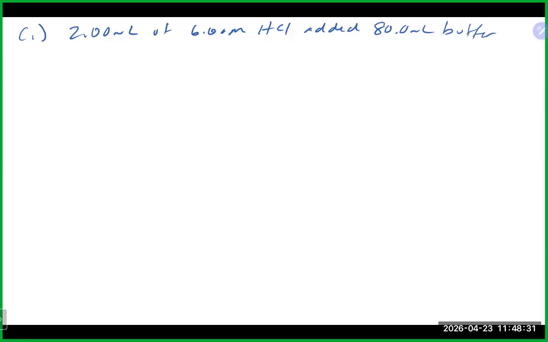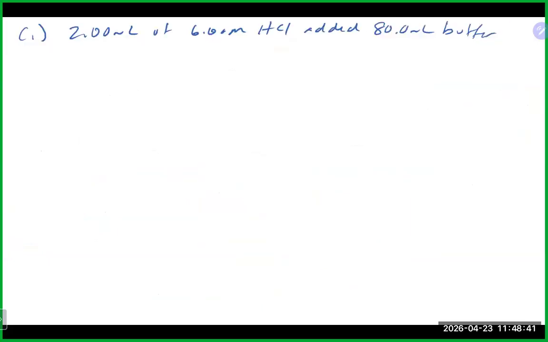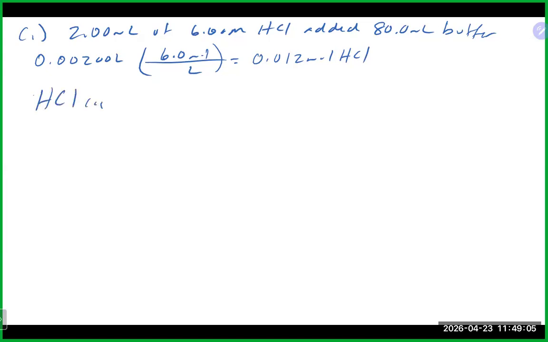So I'm just going to steal some numbers. Obviously, we already calculated the moles of each of our buffer components, and they're going to be the same to start with, so we won't recalculate it. So we'll just get the moles of the HCl, and that's going to be 0.002 times our 6 molar. And that will get you here: 0.012 moles of HCl.